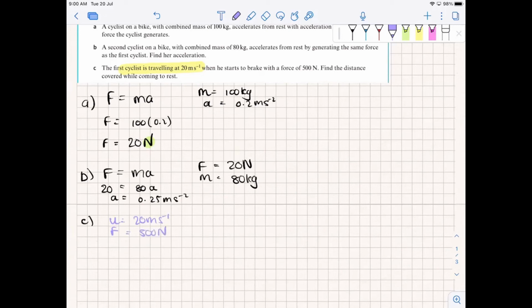Now, Dominic, is force a vector or a scalar quantity? Force is a scalar quantity. Are you sure?